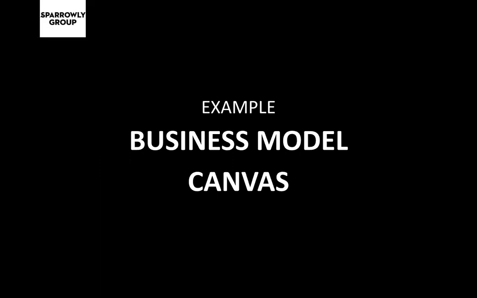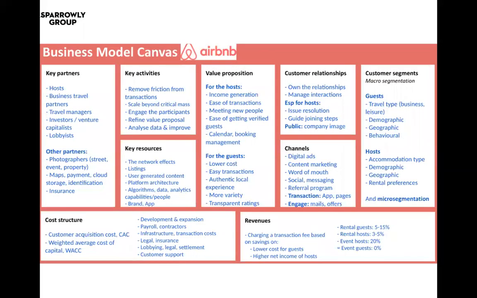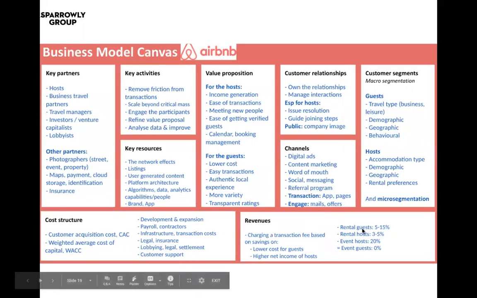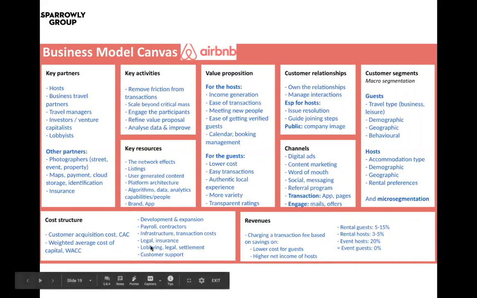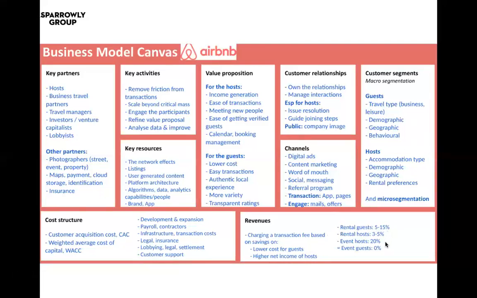Here's an example of a completed business model canvas for Airbnb. You can see here that they've identified their particular customer segments as guests and hosts of their platform. And then for the value proposition, there's a different value proposition for both the hosts and the guests, and all of the other things fall out of that. Also, you'll see in their cost structures, this is the cost that it is for Airbnb to run their platform. And then revenue as well, so how they then get their money and their percentages listed.